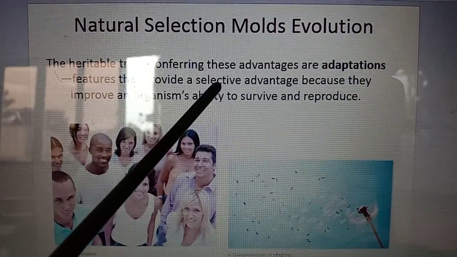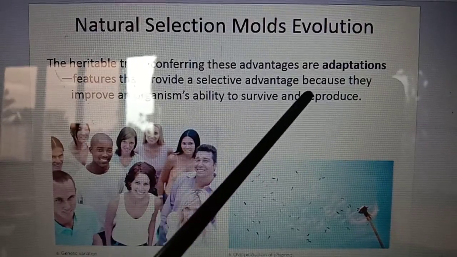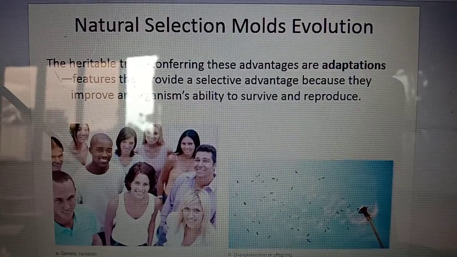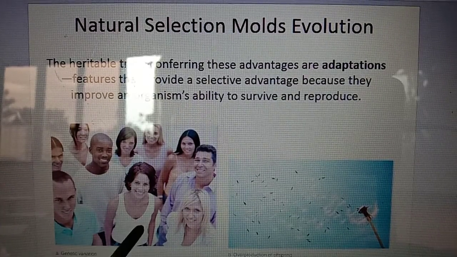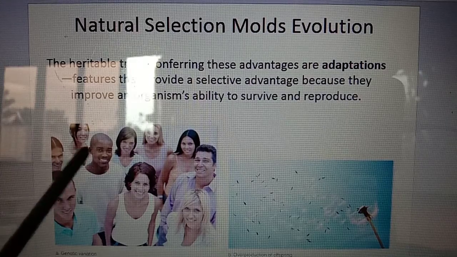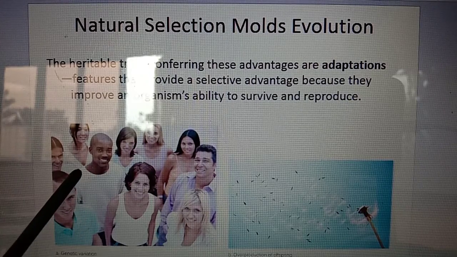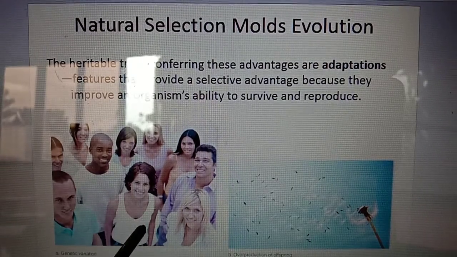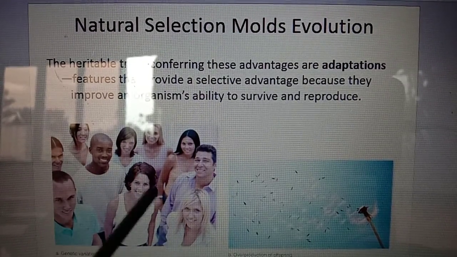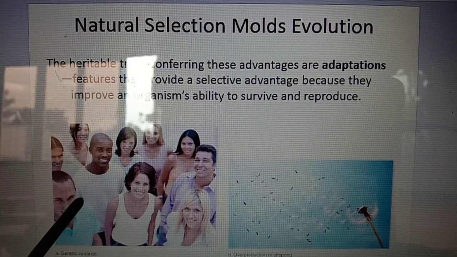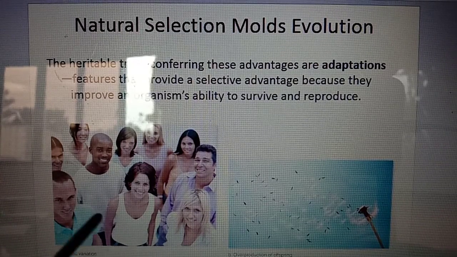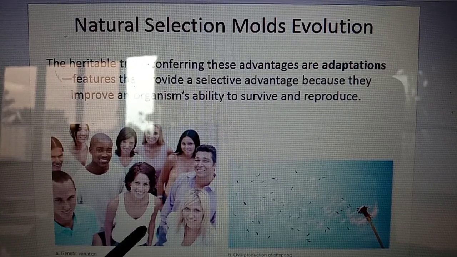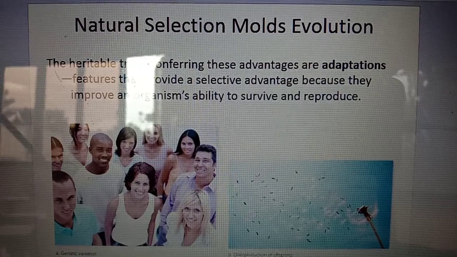Features that provide a selective advantage because they improve an organism's ability to survive and reproduce. Maybe their features are an advantage to survive and reproduce. What if they are sickly? What if they meet an accident? So their traits will not be forwarded to the next generation.